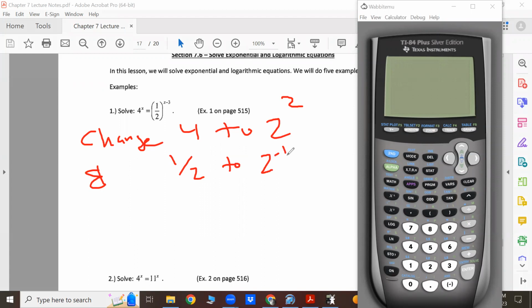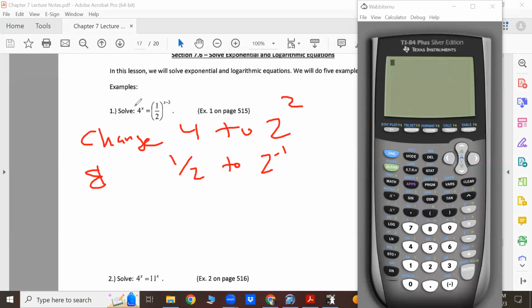Why do you think I want to do those changes? So that you have the same basis. Yes. What were you going to say, Haley? I thought you were answering the question of why we want the same basis. Because if you have the same base, well, just wait, be patient.